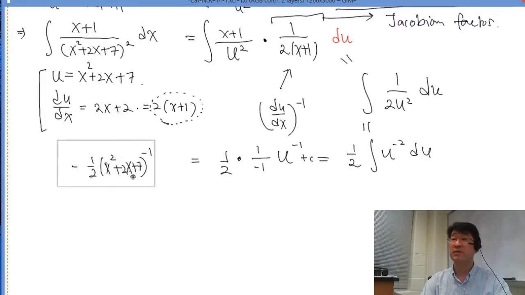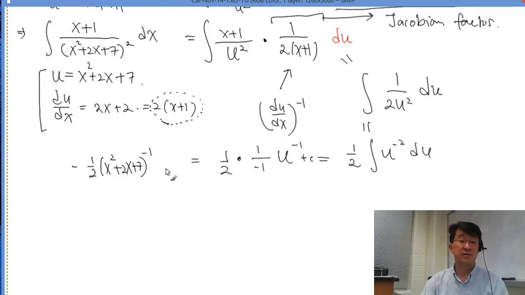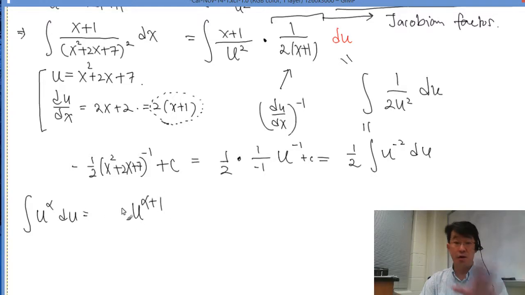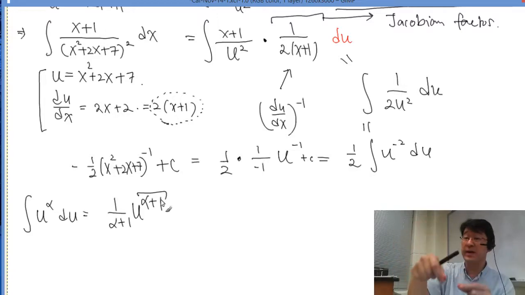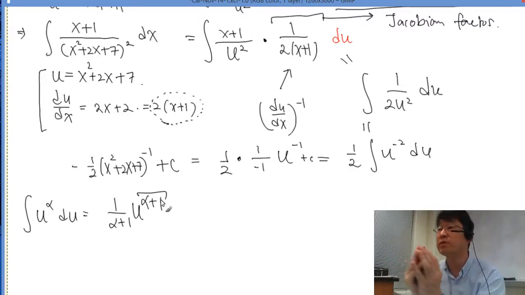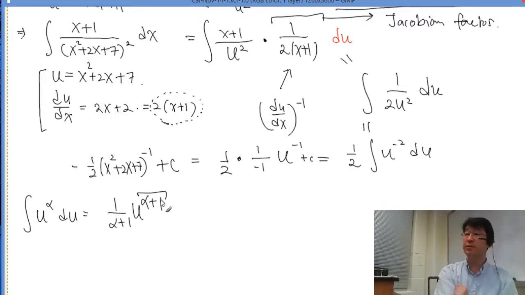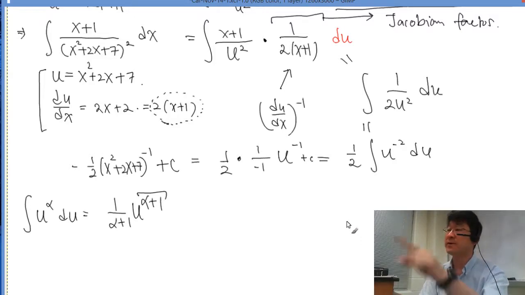Yes, question. Okay, so the rule is that the antiderivative of u to the alpha du is you add 1 to that and always multiply by the reciprocal of what you see there. And you just added, simplified it, 3 over 2, 5 over 7, multiply by the reciprocal. That's where they came from.